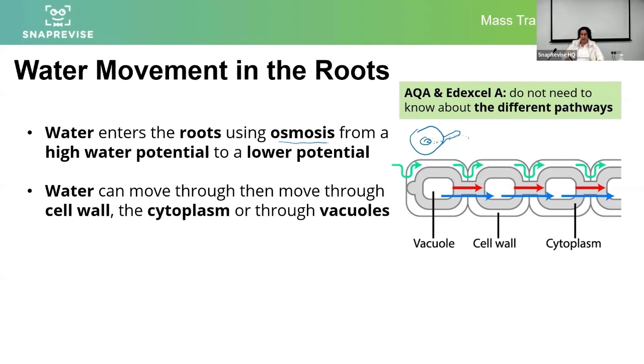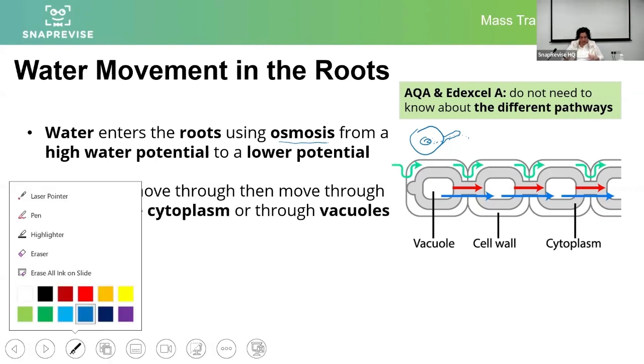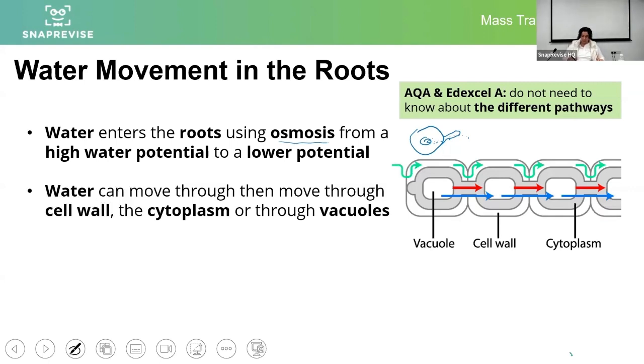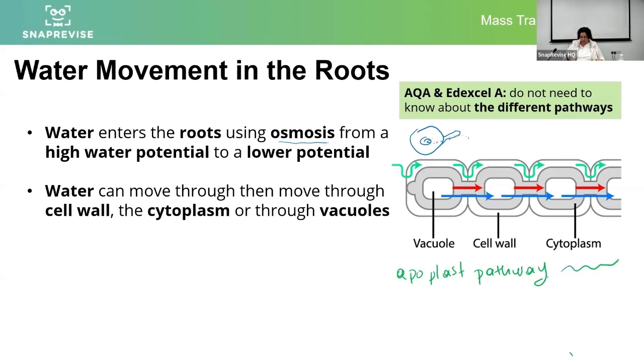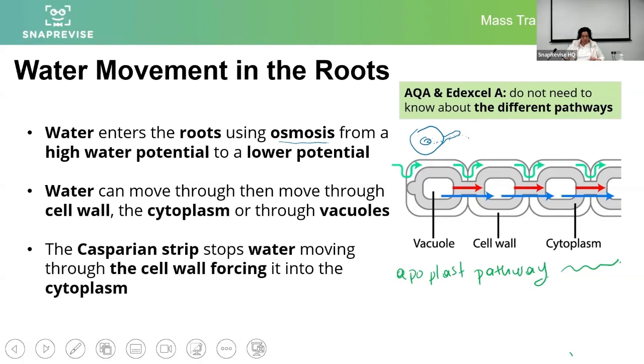So we've got three different paths. If you're AQA and Edexcel A, you don't need to know the names of the different pathways. OCR and Edexcel B, you do. So if we look at these green arrows here, we have what is known as the apoplast pathway. What is the apoplast pathway? It is basically water moving through the cell walls.